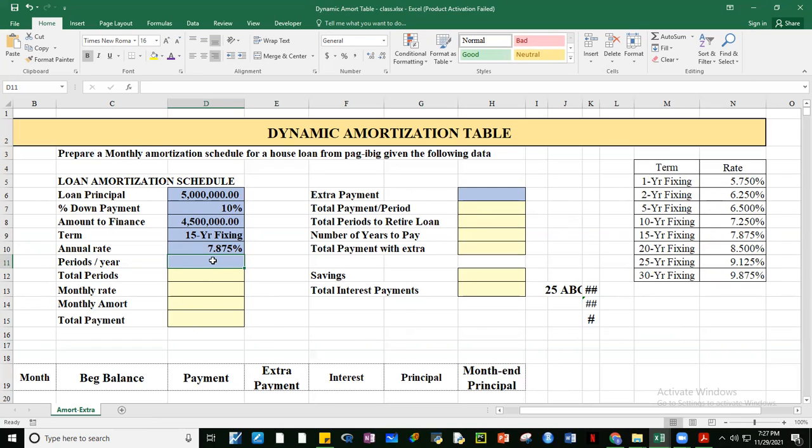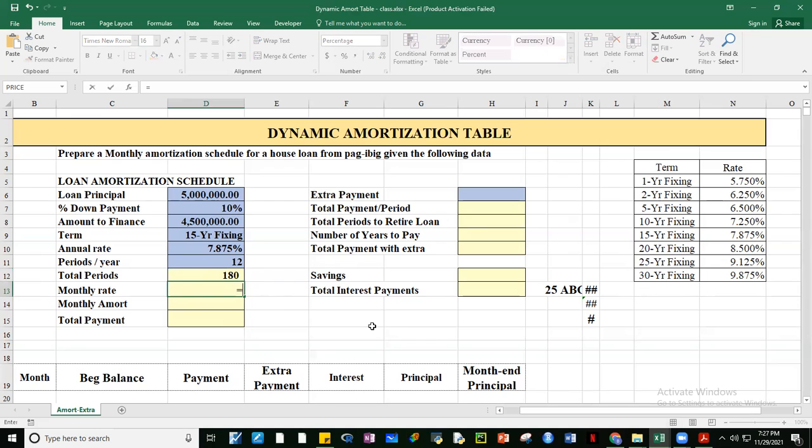Periods per year, guys. Since Pag-IBIG to, monthly yung periods, so the loan will be paid monthly. Ang total periods natin, kasi ilang years? 15. So we can use this 15. Take note, this is a number, di ba? 15 times 12, that gives us 180. So 180 months yung number of terms natin dito.